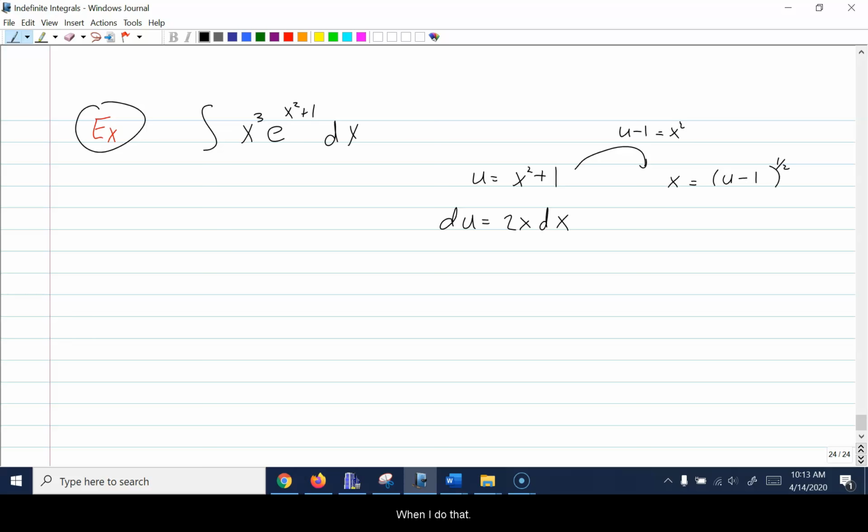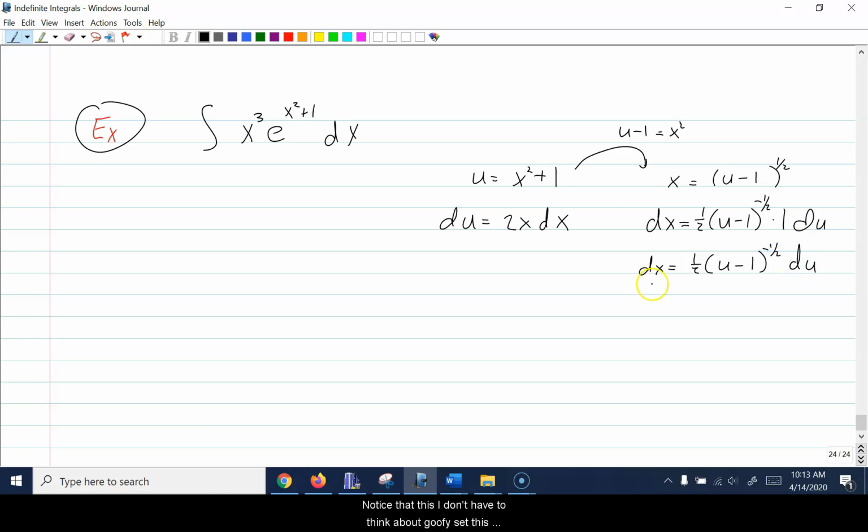When I do that, now I'm working out dx. What's dx here? It's the derivative of that times du. The 1/2 comes out front, u minus 1, the new exponent is negative 1/2, times the derivative of the inside. Oh, the derivative of the inside is 1, so that doesn't matter. Dx is 1/2, u minus 1 to the negative 1/2 du. Notice that I don't have to think about goofy ways to set something aside to make it part of the du. I just have a formula for dx.